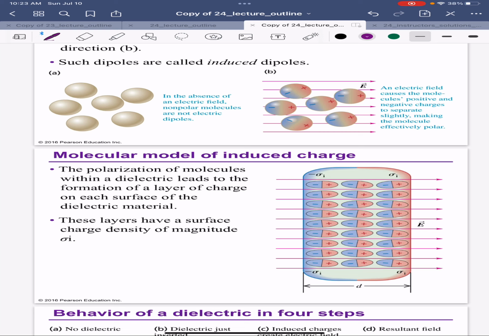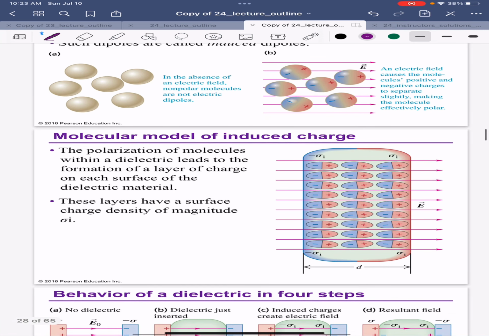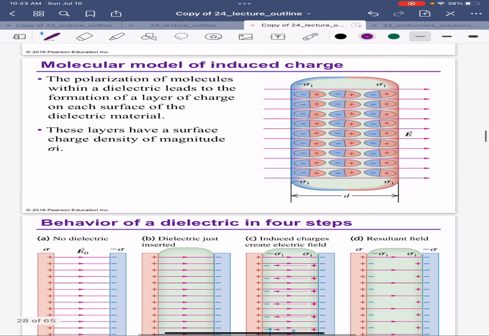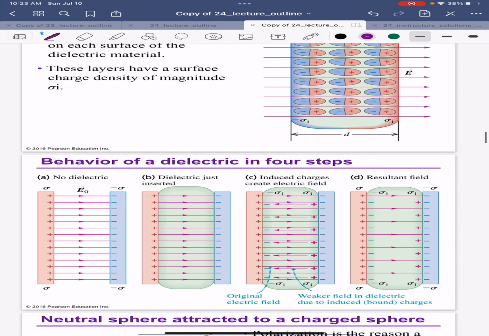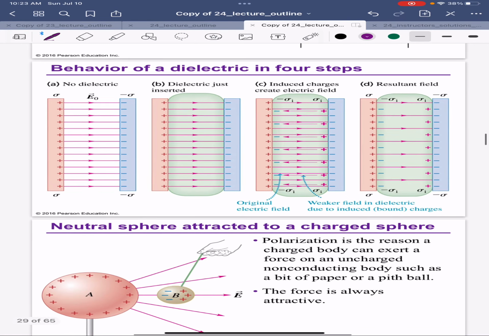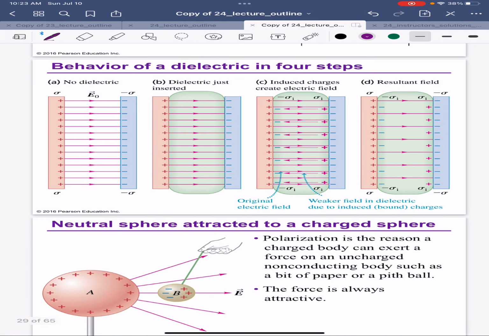and therefore we have what is called polarization of molecules within the dielectric, which leads to the formation of a layer of charge on each surface, and therefore creates a charge density of magnitude, which we call maybe sigma I. And therefore, of course, there is a resultant field that comes from the difference between the two fields. One of them is the actual electric field between the plates, and the other one is the induced one.